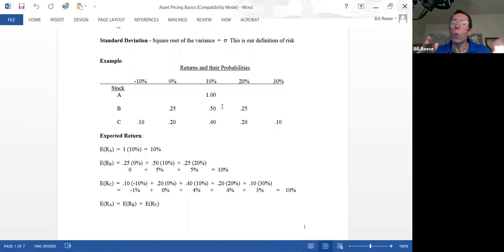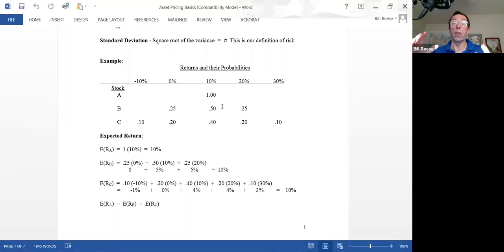So in equilibrium, we won't see this situation where A, B, and C all have the same expected return with different standard deviations. In equilibrium, stock A will end up having the lowest expected return because it has the least amount of risk. Stock C is going to have the highest expected return because it has the greatest amount of risk. See, investors who are risk averse will gravitate towards those investments that give them higher expected returns and less standard deviations. And they'll move away from the investments that give them lower expected returns and higher standard deviations.